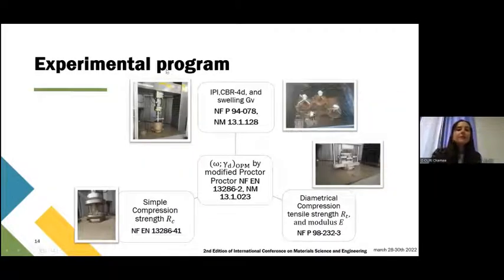Now, experimental program. We start with bearing capacity by immediate index, IPI, and Californian bearing ratio after 4 days of immersion in water, as you see in the picture, and swelling. Then, optimal dry density and water content by modified proctor, so as to build some tubes to obtain simple compression strength and diametrical compression tensile strength and elastic models.